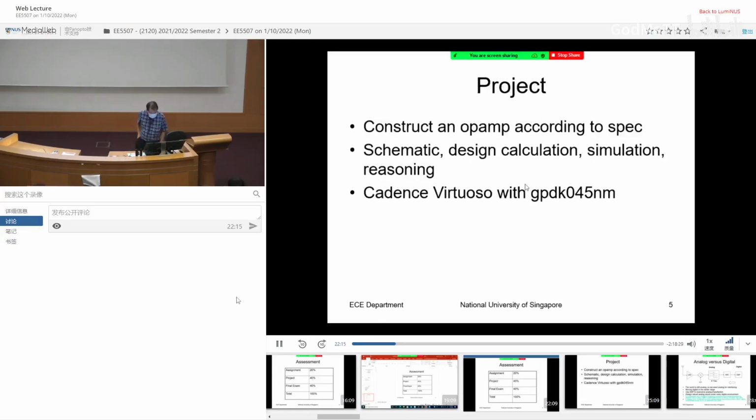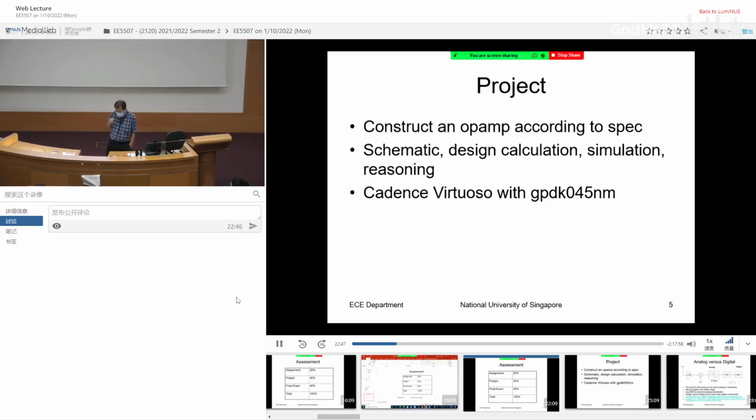Now, project, for my part, I'll give you some spec about the project. So my part is about op-amp design, so the OTA design. I'll specify you need to design OTA to achieve certain gain, to achieve certain GBW, to achieve certain offset voltage. So you need to come up with a design that are able to do so. And then you need to prove your design using simulation. Okay? Your simulation need to be very clear.